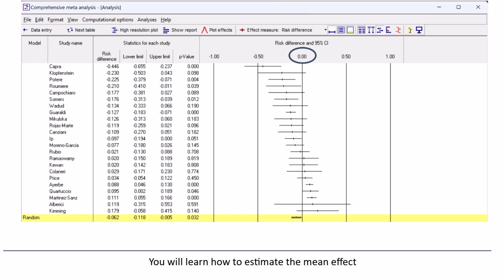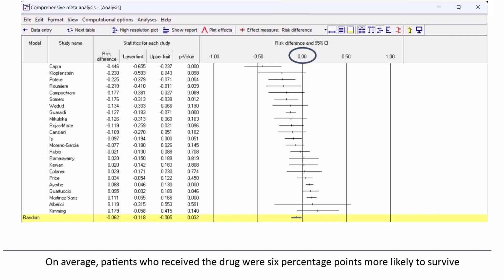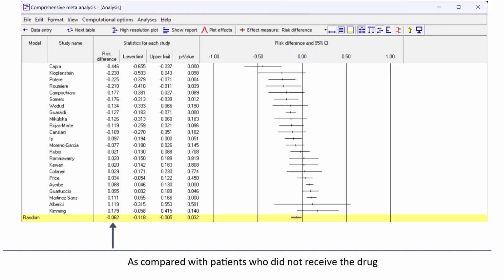You'll learn how to estimate the mean effect. Here, the mean risk difference is 6 percentage points in favor of the drug. On average, patients who received the drug were 6 percentage points more likely to survive as compared with patients who did not receive the drug.